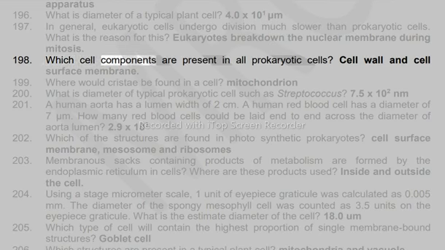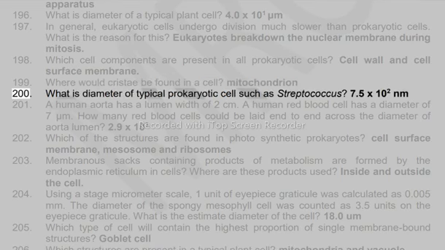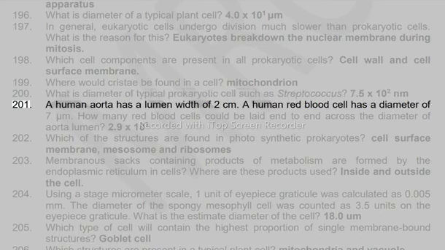198. Which cell components are present in all prokaryotic cells? Cell wall and cell surface membrane. 199. Where would cristae be found in a cell? Mitochondrion. 200. What is the diameter of a typical prokaryotic cell such as Streptococcus? 7.5 × 10² nanometers.